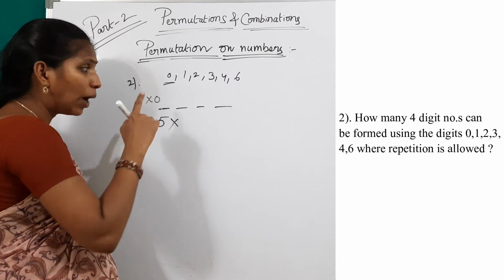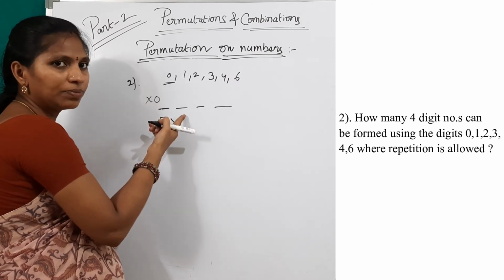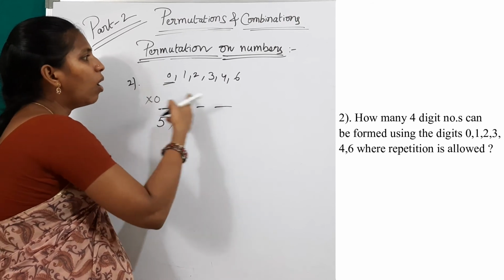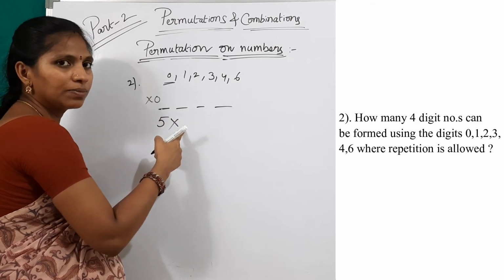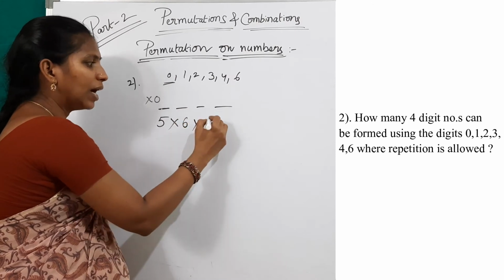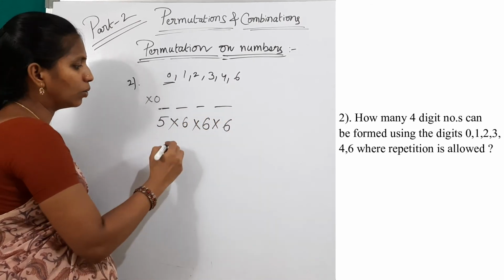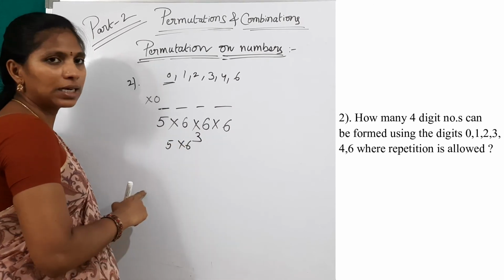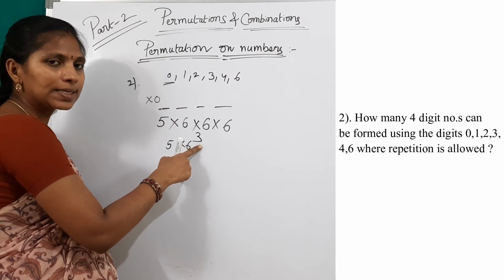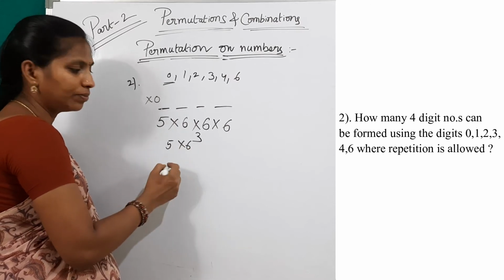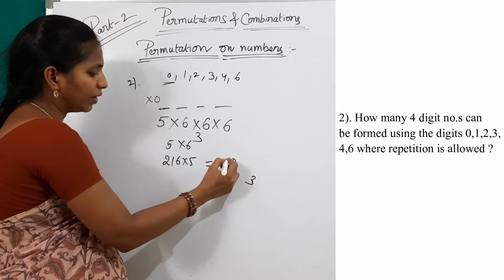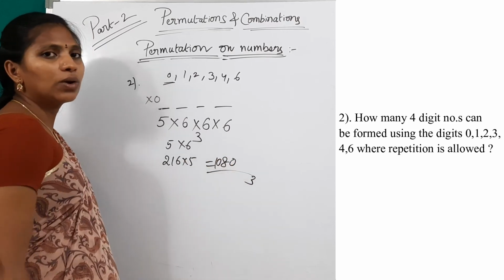Remaining digits are 5, so there are 5 chances. Now I can place 0 in the next position, yes. Here repetition is allowed, so any one of these 6 digits may be present in this place, again 6 into 6. So 5 into 6 cube is the result. 6 cube means 216. 6 sixes are 36, 36 into 6, then into 5. The result is 1080.